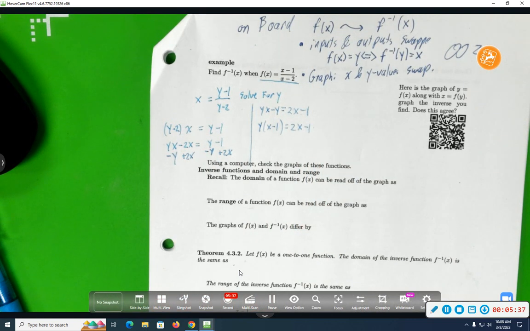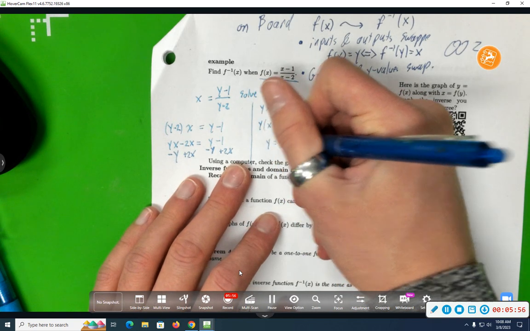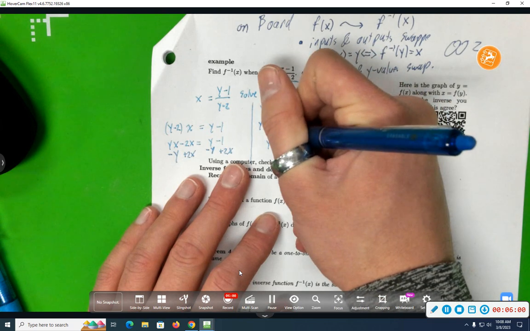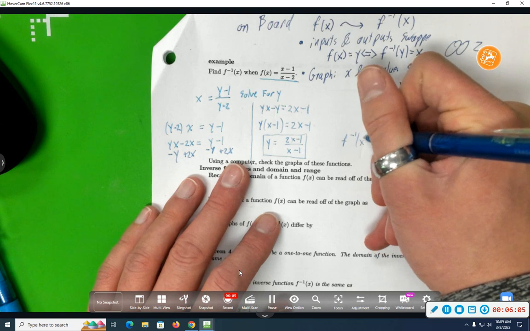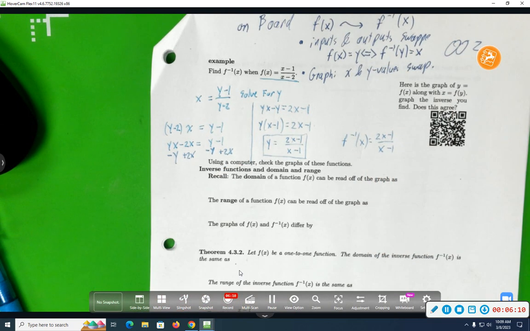Okie dokie. What next? Yeah, divide by whatever it is that's next to that y. Since that's now the only y in sight, that's a good thing to do, because then it'll just be y on its own. Divide both sides by x minus 1. y equals 2x minus 1 all over x minus 1. So it sure looks like f inverse of x is 2x minus 1 over x minus 1.